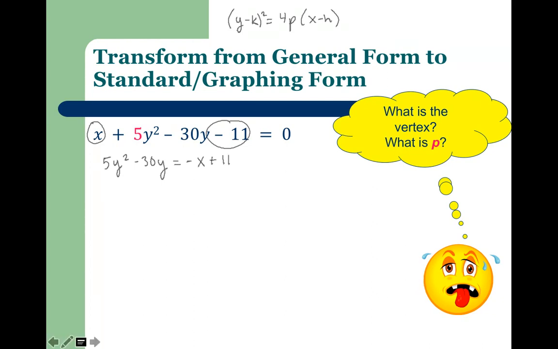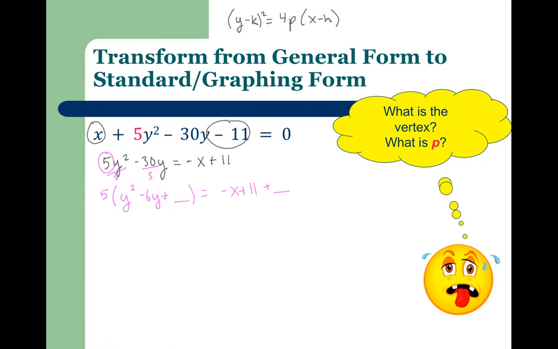So in order to do completing the square, I need this 5 gone. But just like when we were working with ellipses, I can't just divide by it. That's not going to really do anything for me. So let's go ahead and factor it out. I'm going to divide by 5 and divide by 5: y squared minus 6y plus something equals negative x plus 11 plus something.